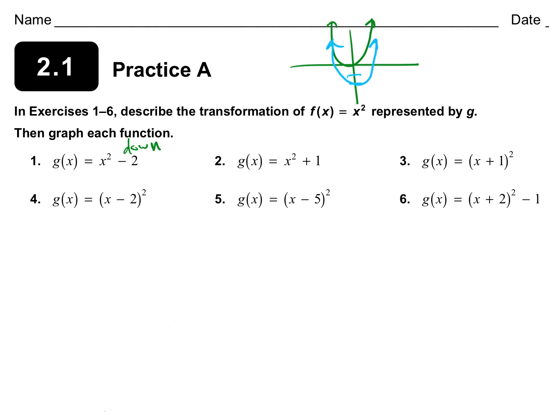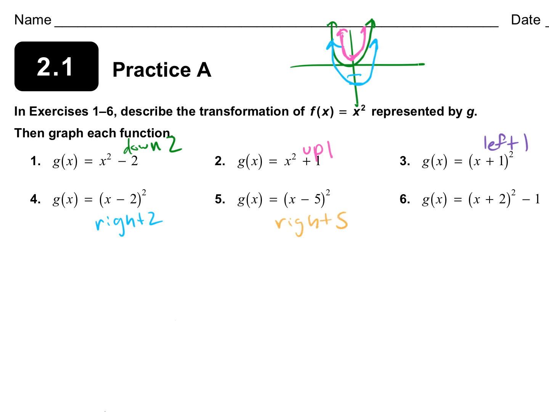For number 2, if we are adding 1 to the outside, which direction are we going? Up, how many? Up 1. So we would just take our parent function, the green graph, and move it up 1. For number 3, adding 1 on the inside, which way are we going? Left 1. Number 4, subtracting 2 on the inside. Right 2. For 5, subtracting 5 on the inside. Right 5.